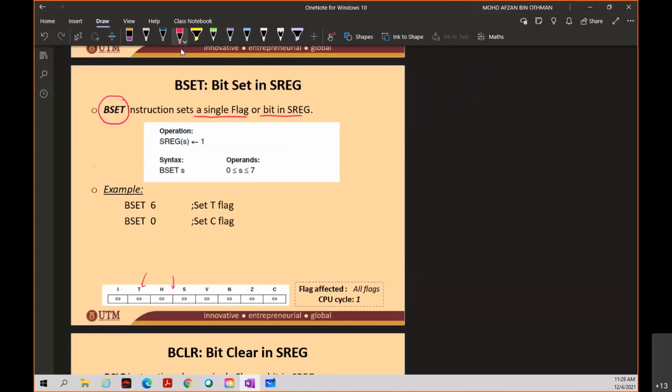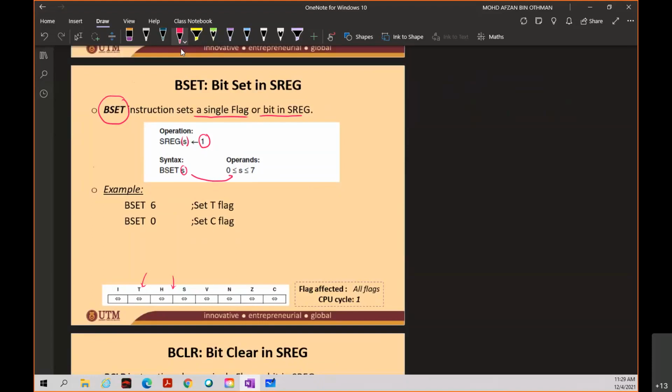So what is the operation of the bit set? Here you see, you put 1 to your status register, depending on the bit that you choose. So this is the syntax: BSET s. s is actually the bit location, starting from bit 0 until bit 7.